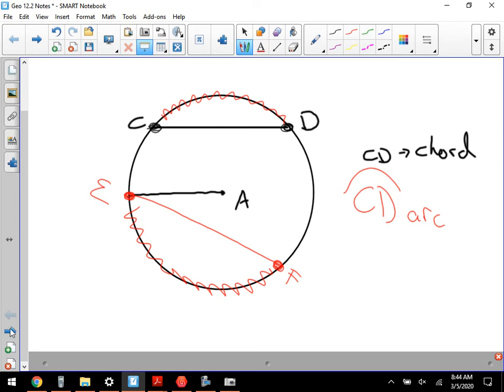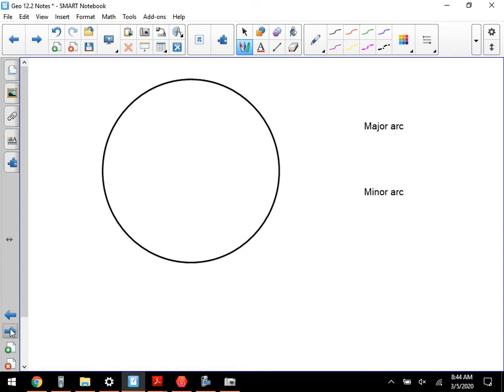Now, real fast, do you remember what a major and a minor arc was? How many letters do you usually have for each? Which one's 3? Major. Why? Because it tells you what direction you're going. Whereas when you see 2 letters, where do you always go? You want to say straight, but it's the shortest distance. That's just a quick little reminder of that one.